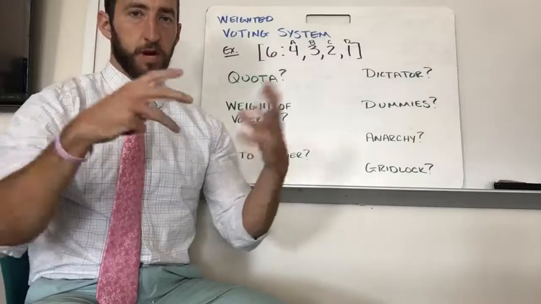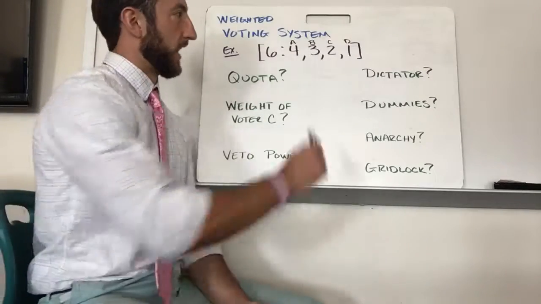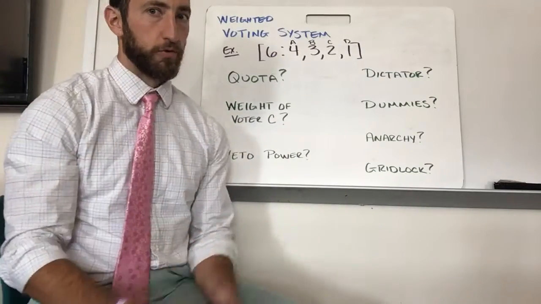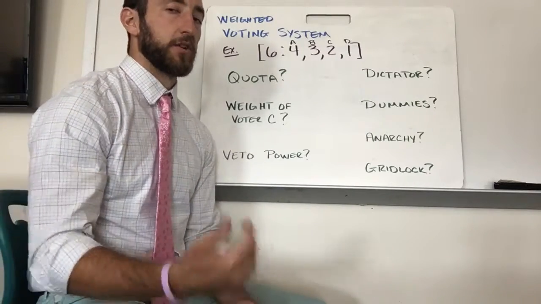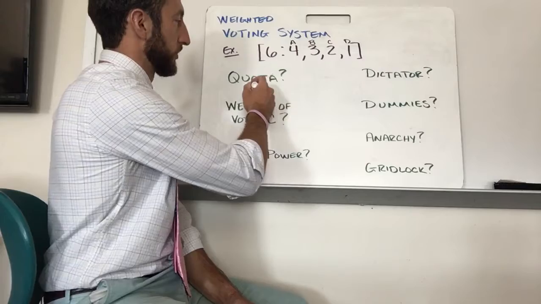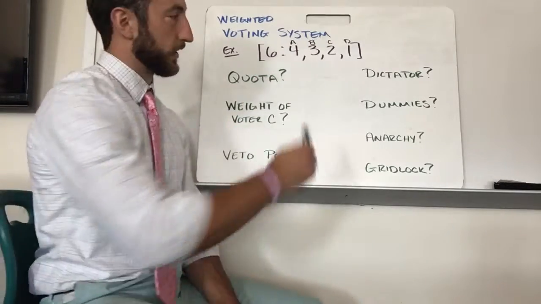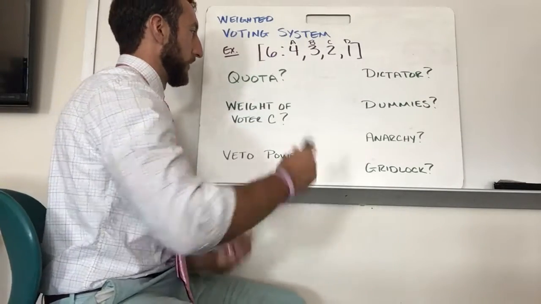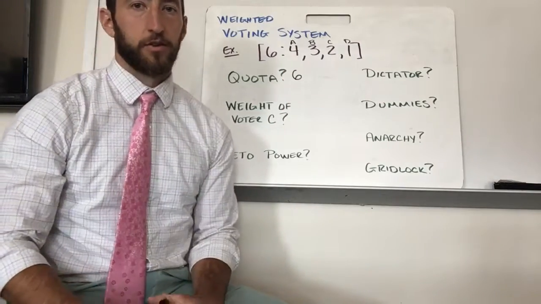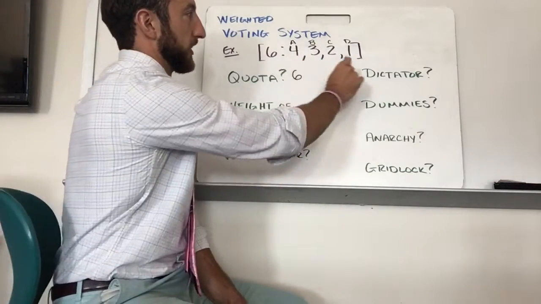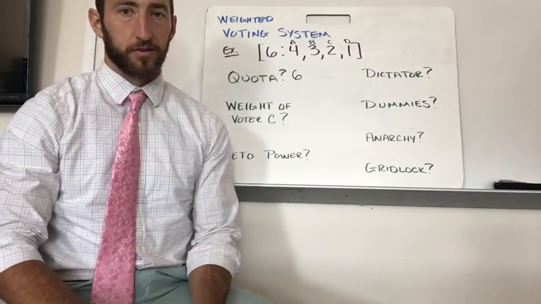What we want is some combination of those 4 voters to reach 6 total votes in order to pass the resolution. If they don't, then it can't pass. If they do, then it does pass. So the first thing we want to identify is the quota, and the quota is always that first number. Our quota for that one is going to be 6. Some combination of these 4 voters has to add to 6.